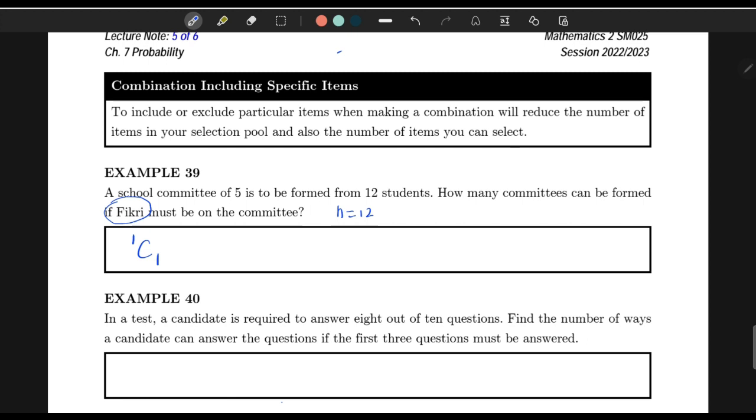So to choose Fikri, the number of ways is 1C1, and the balance is 11 students, not including Fikri. So the balance is 11 students and we have to choose another 4 students. So 11C4. So the number of ways the committees can be formed is 21 ways.